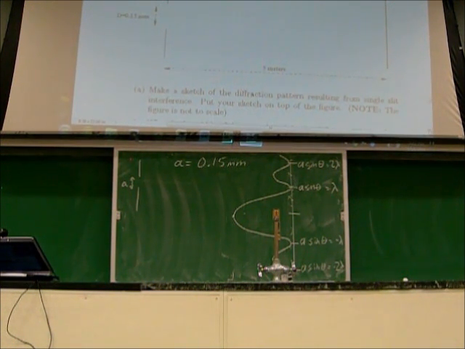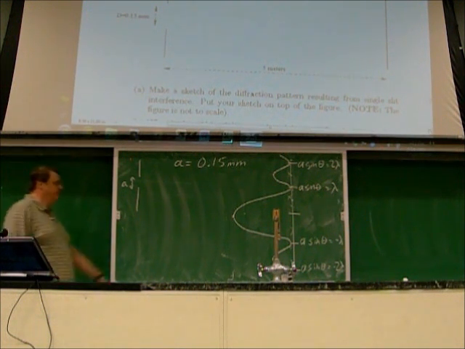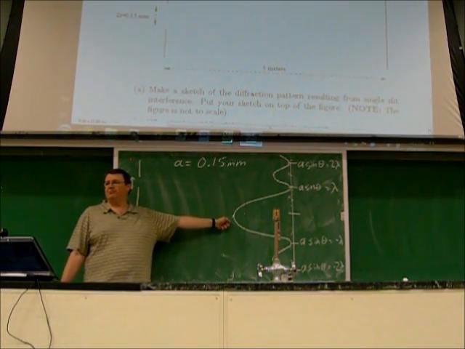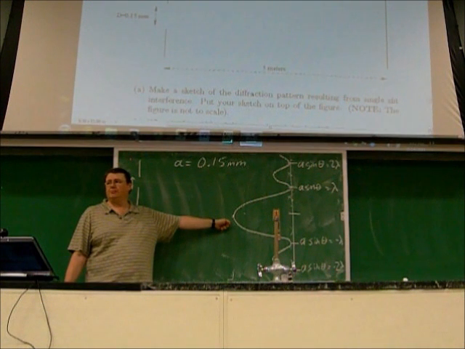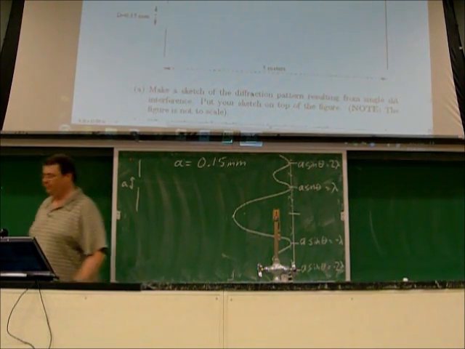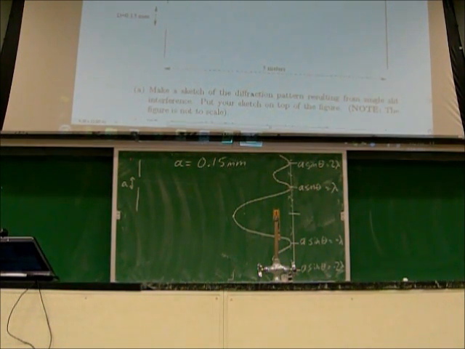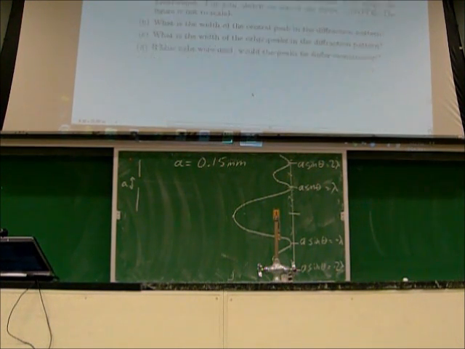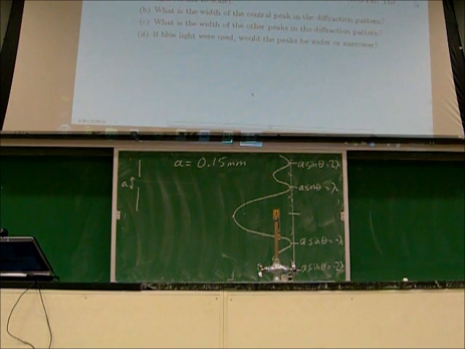Now, part A, make a sketch of the diffraction pattern and put your sketch on the figure. This is our sketch. Is everybody happy with it? Now, move down so we can see what part B says. What is the width of the central peak in the diffraction pattern? How would I find out the width of the central peak?